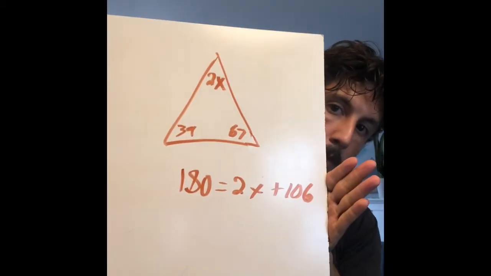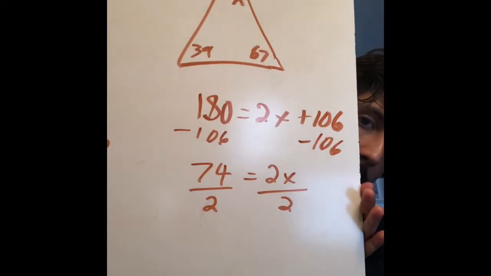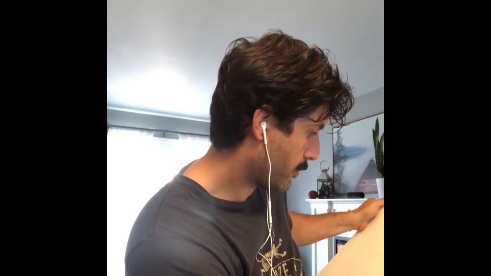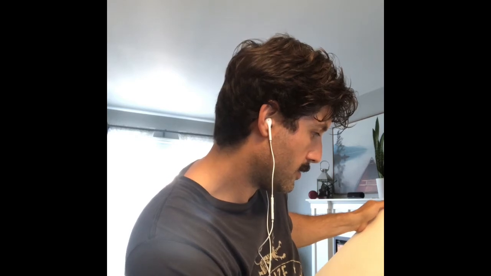Okay, so 106. Isolate x by subtracting the 106 first. This is straight algebra that we've been doing in the previous units. And we end up with 74 equals 2x, divide by 2, divide by 2. And you end up with x equals 37.